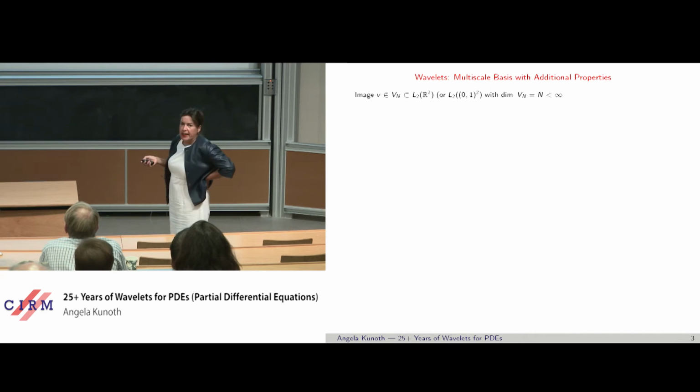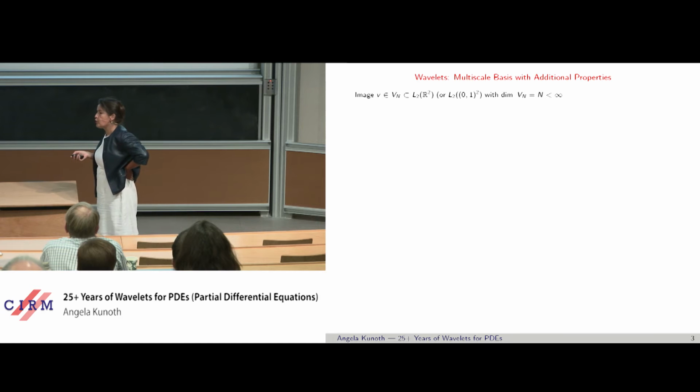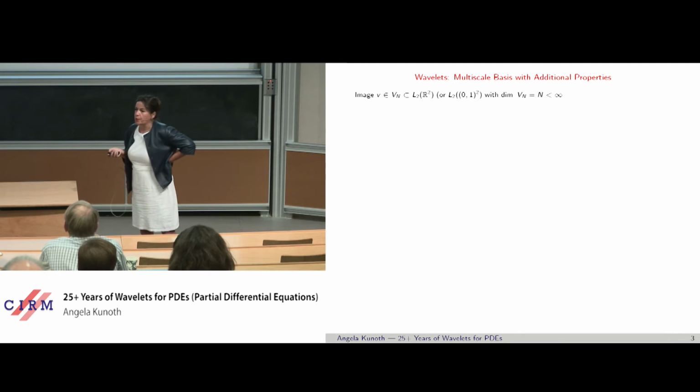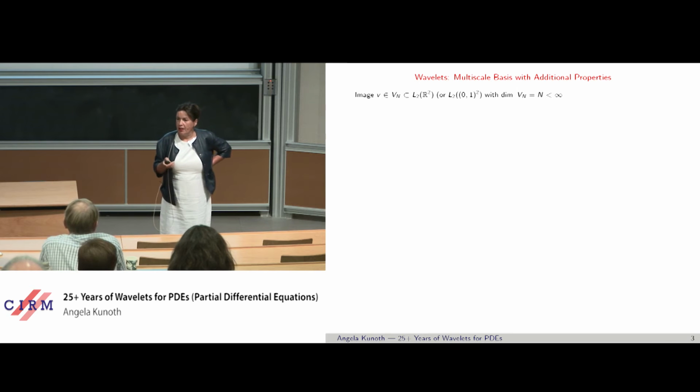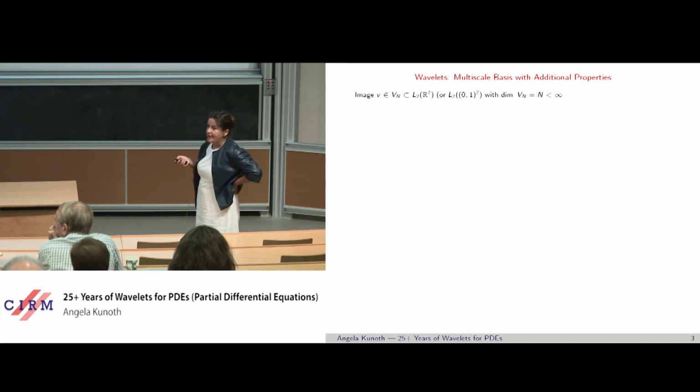And actually, I'm not so sure about the wavelet toolbox that is, for instance, implemented in MATLAB. I think there are still no wavelets on bounded domains implemented there. Perhaps somebody is working with this toolbox. I don't know. Anyway.